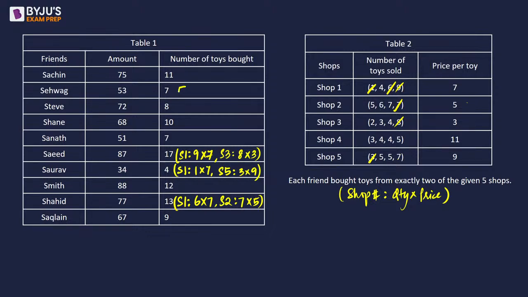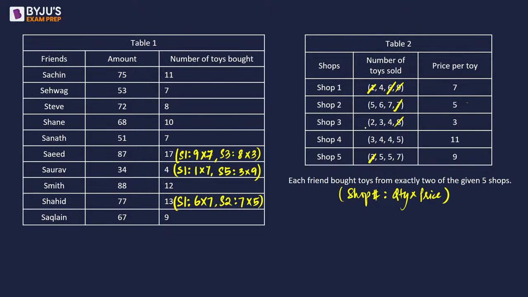So if I take for Sehwag 5 items of 5 rupees each, shop 2 say, and 2 items of 3 rupees each, will this add up to give me 53? No. Will it add up to give me 51? No. 25 plus 12 is a mere 37, right? So the 5 and 2 combo will not work. Next, what if we take the 3 and 4 combo?